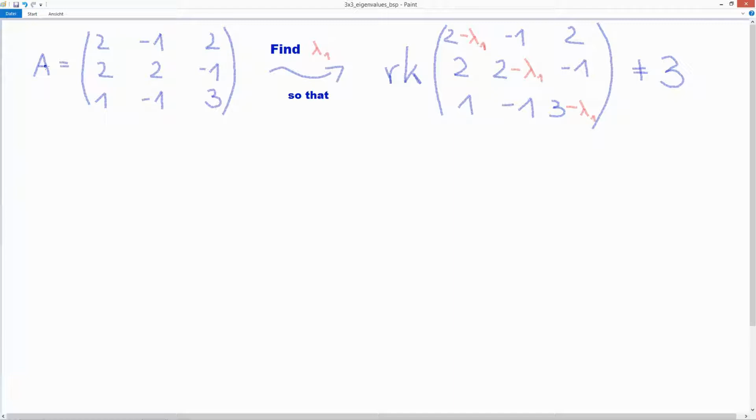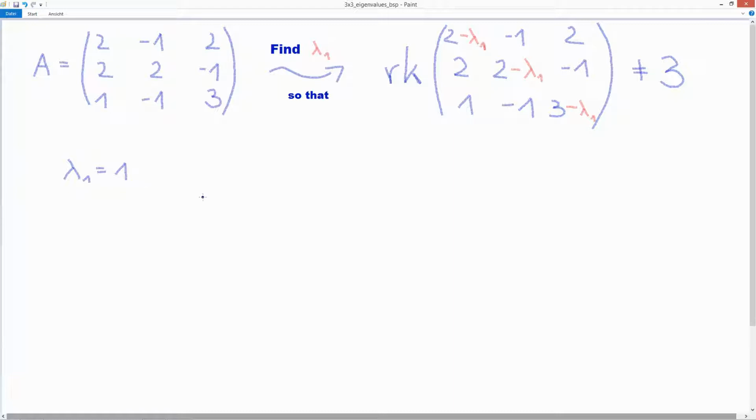You have to subtract a number lambda 1 from the diagonal entries of A in a way that the resulting matrix doesn't have full rank. I've written this down here again. So we have to find an integer number lambda 1 such that when we subtract it from these diagonal entries, we get a resulting matrix that has a rank smaller than 3. If we take a really close look at the structure of our matrix A, we will see that this works out for lambda 1 equal to 1.